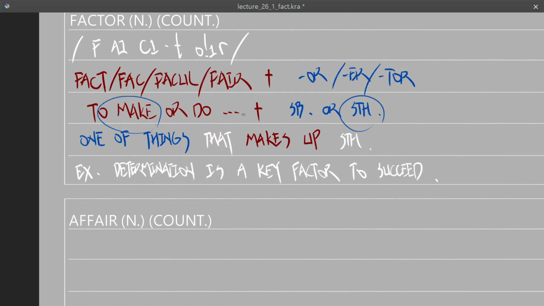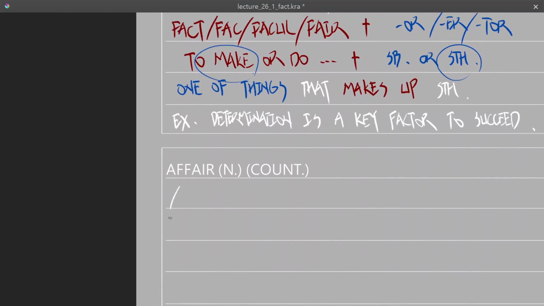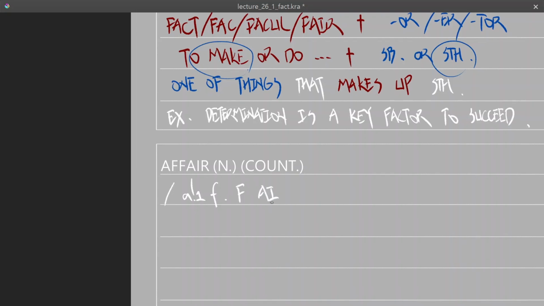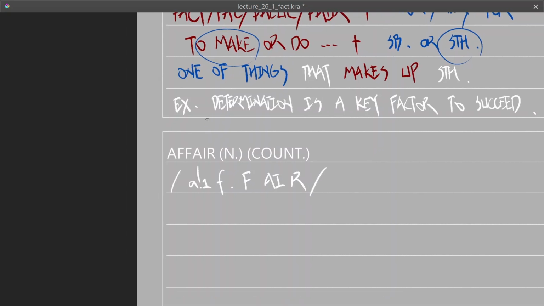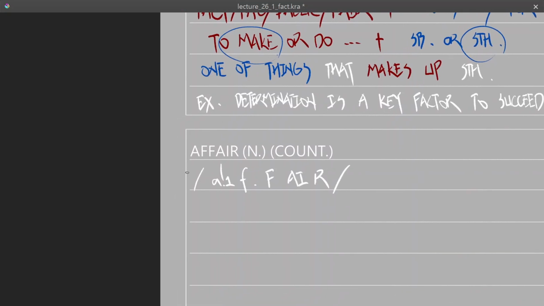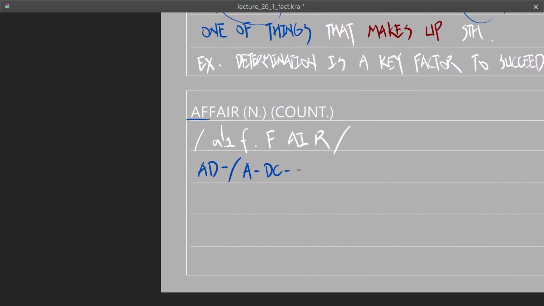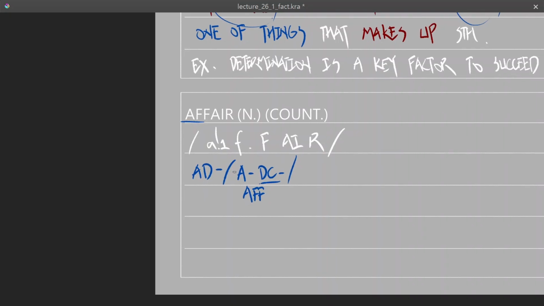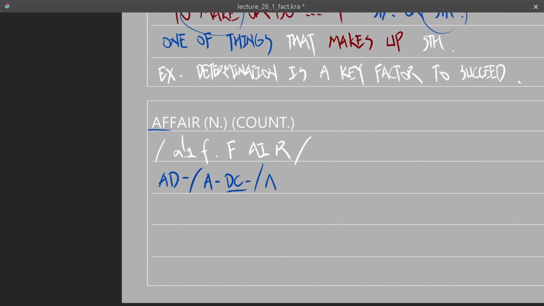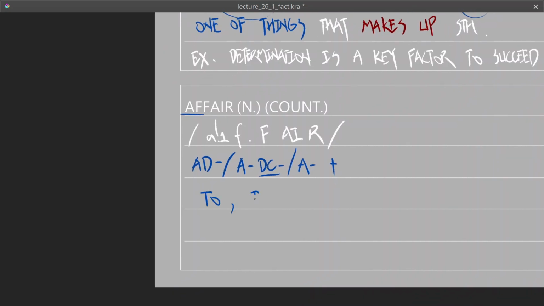All right, next we have affair. A, two letter A, affair, and we have the prefix F. So F is a variant of AT, since we have AT followed by double consonants, in this case A followed by double F. Double consonants, or the letter A itself, mean to or toward.